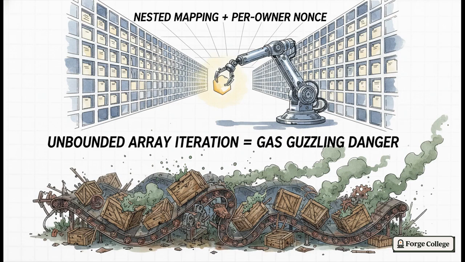We use nested mappings. We map an address to another mapping of an integer to the escrow struct. Combined with a per-owner nonce, which is basically just a counter for each user's escrows, this acts as a highly efficient indexing system. It completely avoids the dreaded unbounded array iteration, which, as we know, is a gas-guzzling danger and a total anti-pattern in Solidity.